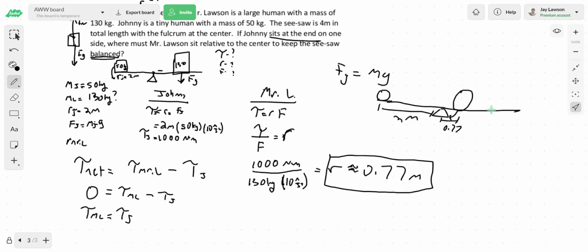If you don't believe me, go to a playground, take your little brother or little sister, put them on the end of it, and you sit on one end. What's going to happen? You're going to bonk the ground, assuming your little brother or sister is smaller than you are. We've all seen it playing on the playground. To balance it out, you start shimmying towards the center. You start scooting towards the center, and then it gets easier to do the seesaw.